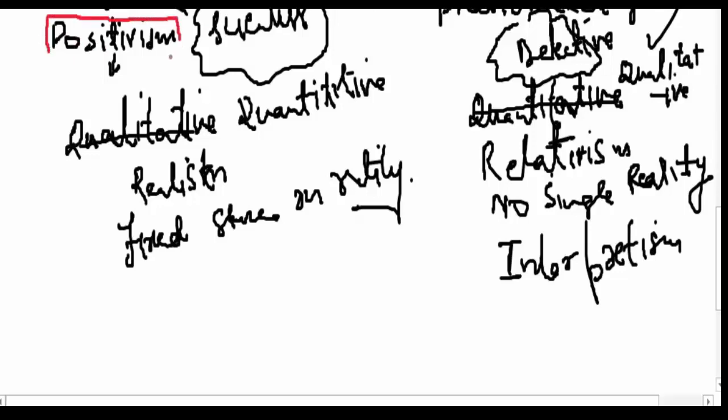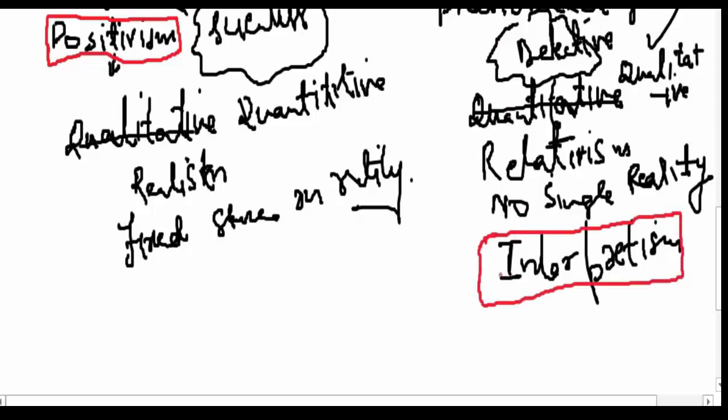Positivism speaks to the epistemological perspective, because this is about how we actually know about reality, which we will discuss later also. And in this case, we have what's called interpretivism. This is the epistemological approach. Epistemologically, this is interpretivism, and ontologically, it is relativism.